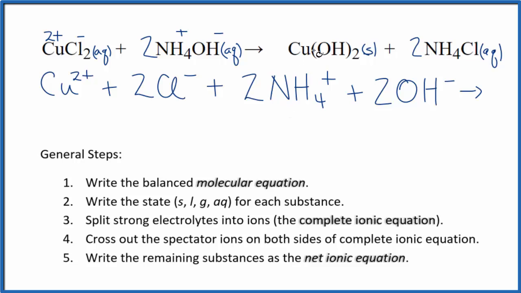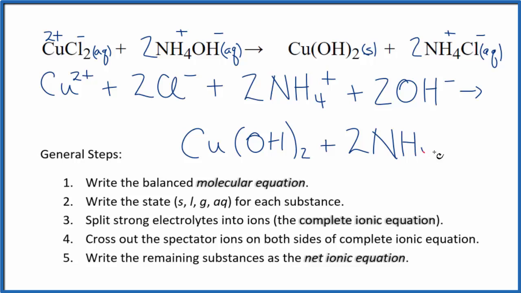For net ionic equations, we don't split solids apart. So we're just going to write Cu(OH)2. This is the copper(II) hydroxide. Then we'll have two of the ammonium ions and two of the chlorides. So 2 NH4+, and then two of the chloride ions, Cl-. That's the complete ionic equation.